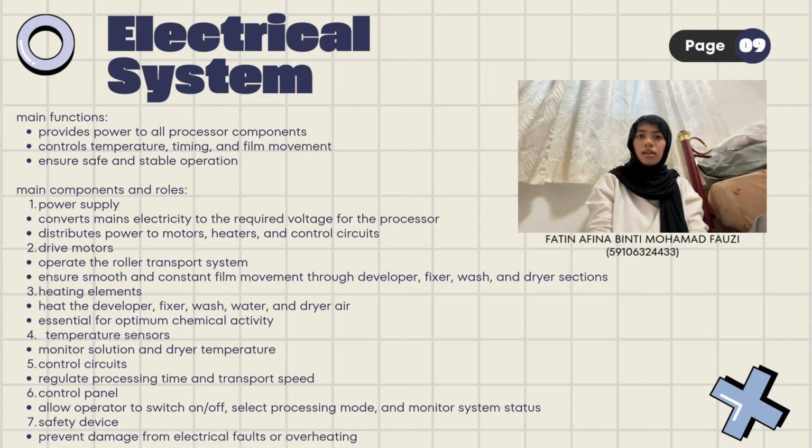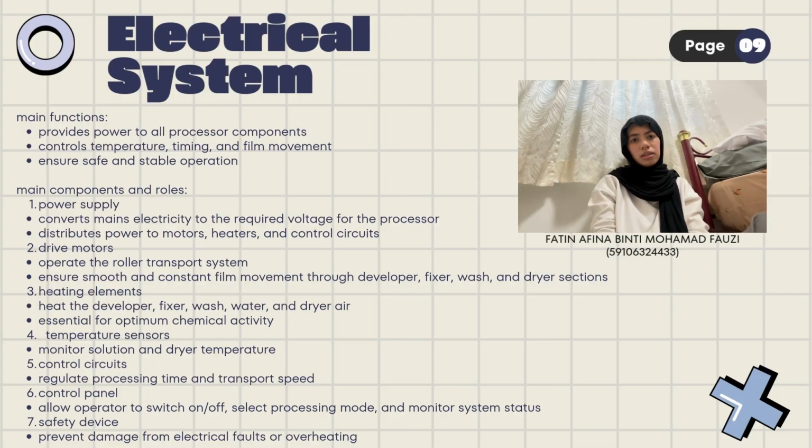Control circuits regulate the processing time and transport speed, while the control panel allows the operator to switch the processor on or off, select the processing mode, and monitor system status. Finally, safety devices help prevent damage caused by electrical faults or overheating.